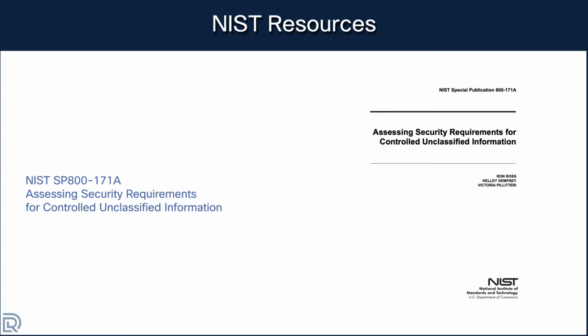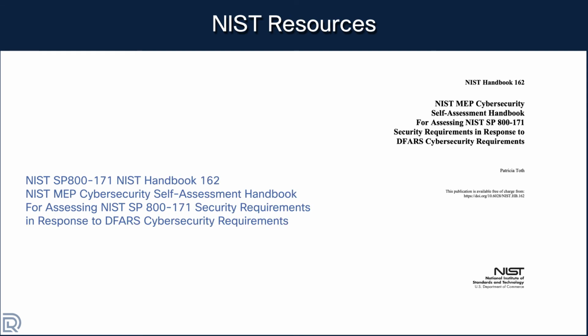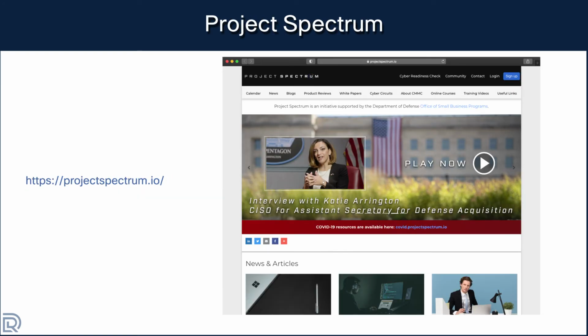800-171A is the Auditor's Guide to Assess DFARS, which can be very insightful to know how to assess your organization. And then the NIST Self-Assessment Handbook 162 is another invaluable guide to understand what a CMMC assessor will ask for. And lastly, a decent place to find free resources in a budding community is Project Spectrum. Check them out.